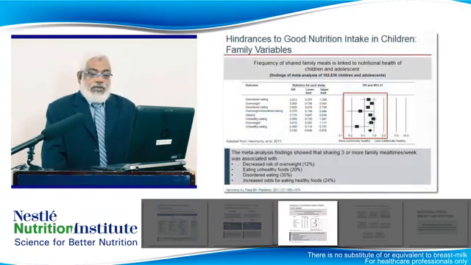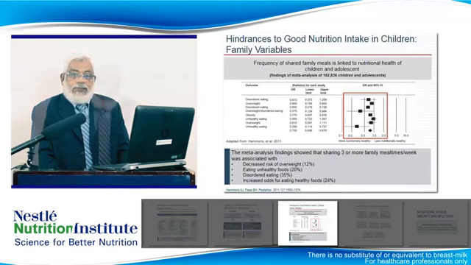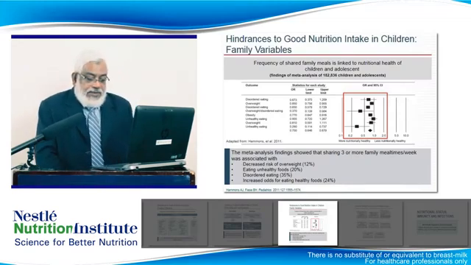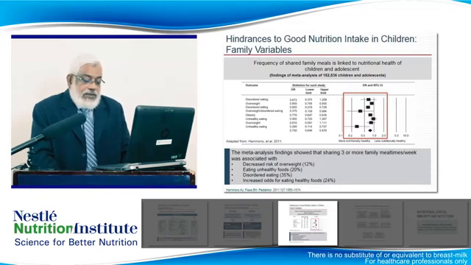Hindrances to good nutrition intake in children. Family variables. Frequency of shared family meals is linked to nutritional health of children and adolescents. This meta-analysis finding showed that sharing 3 or more family mealtimes per week was associated with decreased risk of overweight, eating unhealthy food, and disordered eating, and increased odds for eating healthy food.